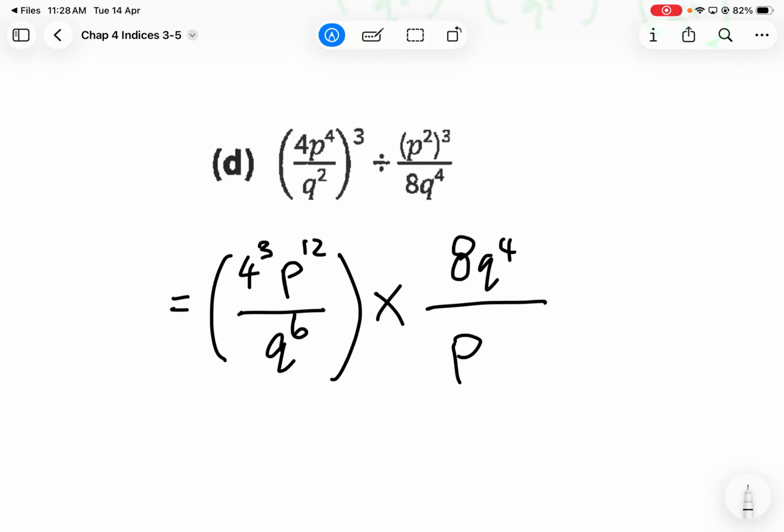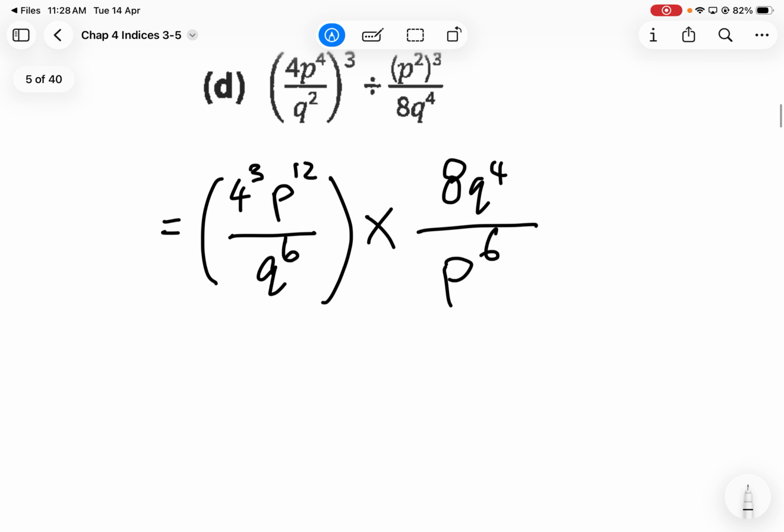P^2 to the power of 3. Then I know that I must multiply 2 and 3. So here I can straight away write P to the power of 6. After this, okay? Then I can start to do my cancellation.